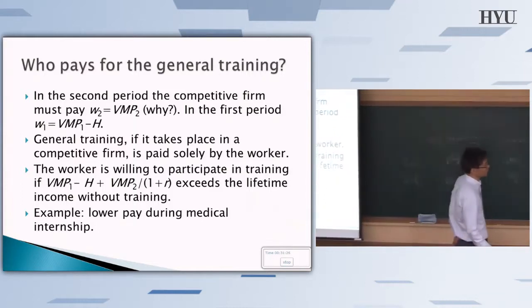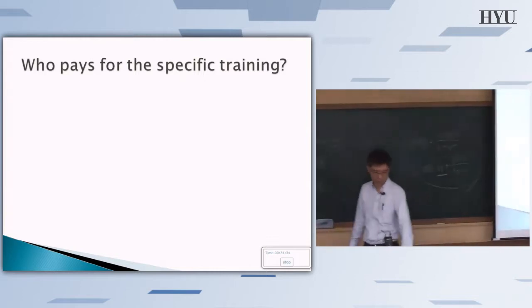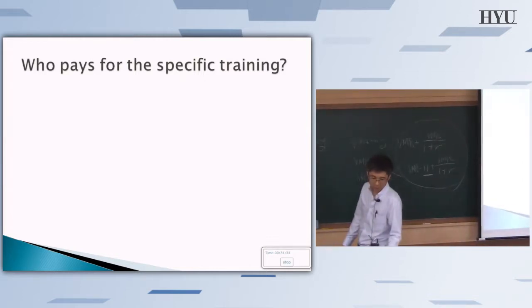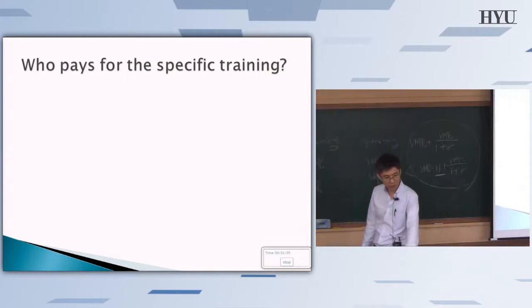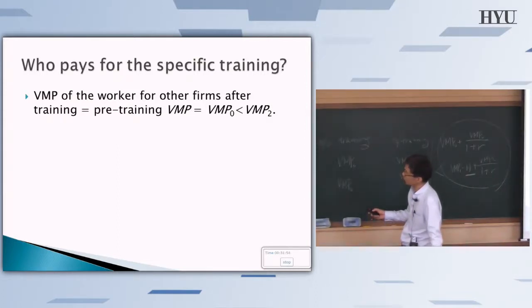Okay, now that's for the general training. How about the specific training? Specific training is a little more complicated because in the specific training, the worker and the firm have something to lose. Okay, so let's think about it. Let's assume that the BMP of the worker for the other firm after training is, let's say, BMP0. So let's say BMP0 is less than BMP2.